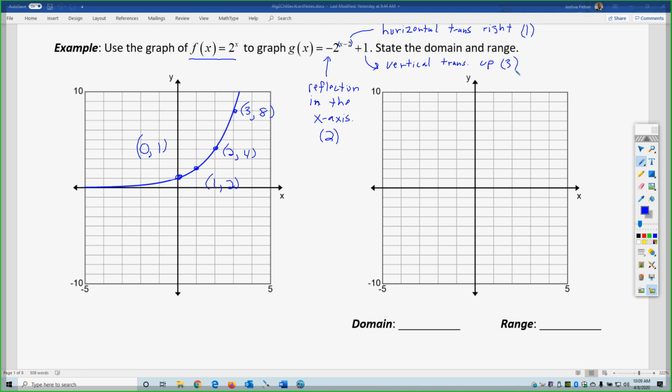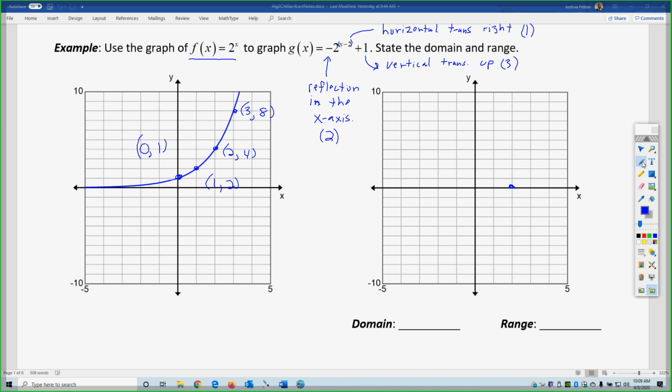So we'll take the first point, (0, 1), and we have to horizontally translate right 2. Then we have to reflect over the x-axis. Then we have to translate up 1. Okay, so that is the new location of our point (0, 1).